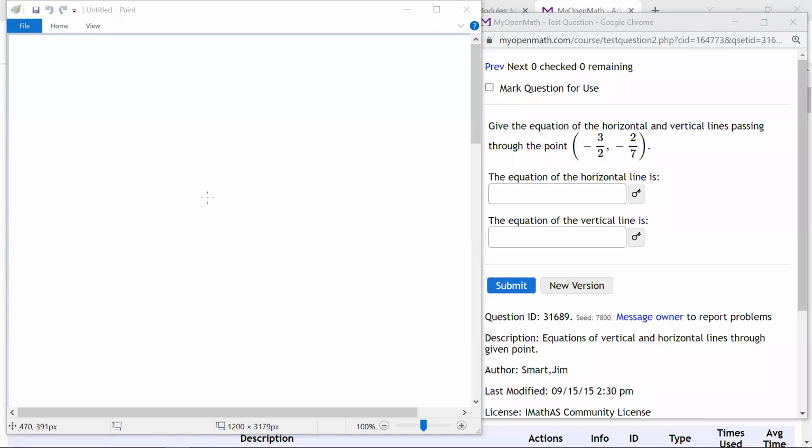Okay, so now they told us just to point, and they want us to come up with the equation of horizontal and vertical lines. So let's make a little graph here so I can help you get this right. So I've got the XY axis. I know X is -3/2 and Y is -2/7.